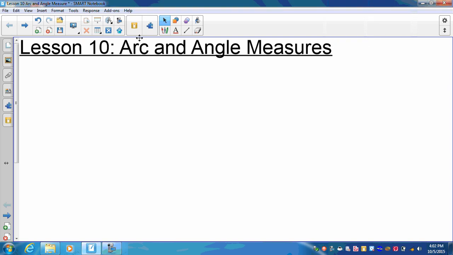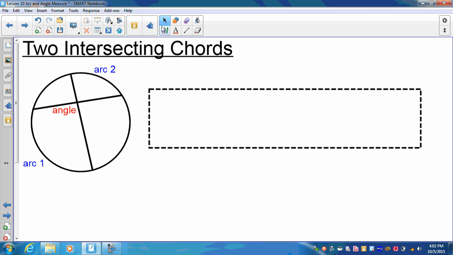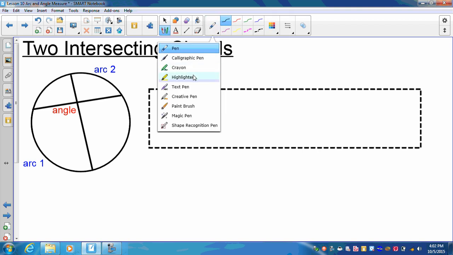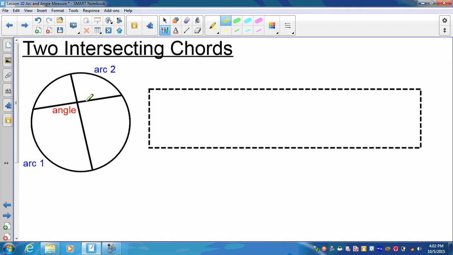Today we're going to talk about segments that intersect with circles and interact with circles, and about the arc measures and the angle measures that they create. The first type of situation we're going to talk about is two chords that intersect. Here we have an angle that's interacting with two different arcs. We just call those arc 1 and arc 2.